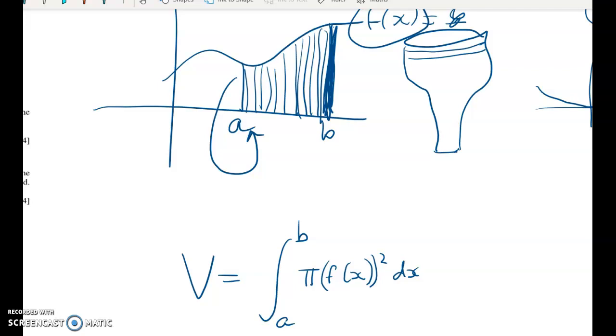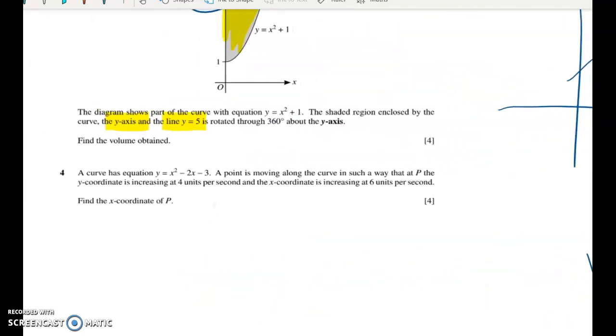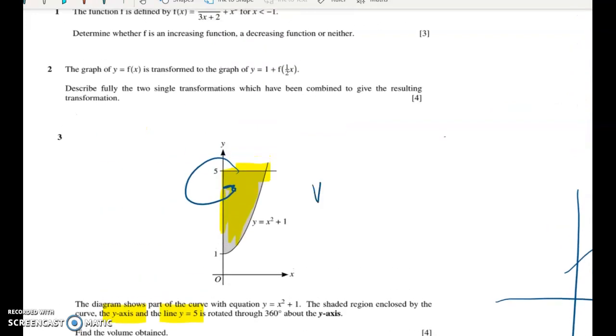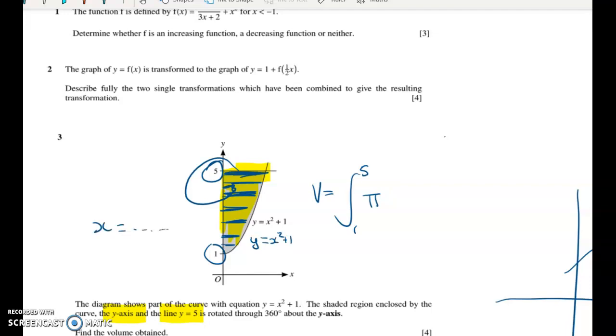When we're doing that around the y-axis, it's going to be the same thing, except here the volume is going to equal the integral between the limits 5 and 1 of pi times the radius squared. But the difference is that we're working this way. Before we wanted y equals x squared plus 1, but now we need x equals something in terms of y, and my radius is going to be squared. This is nowhere near as scary as it looks.